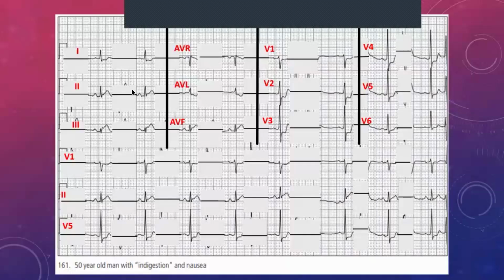So let's go in order. Let's have a look at our axis. So here, if we look now, we can see lead 1 and lead aVF, and we can see that they're both pointing upwards, which implies that we have a normal axis. So that's a good start. We know it's not a normal ECG, but at least we can say we have a normal electrical axis. So that's good. Let's go to our rhythm strip.